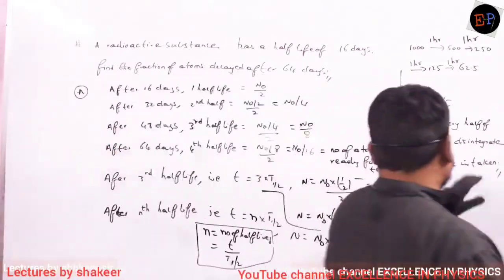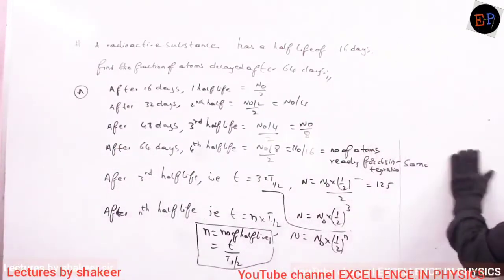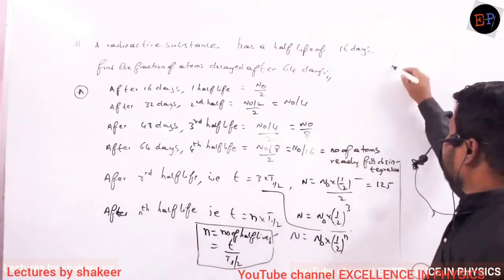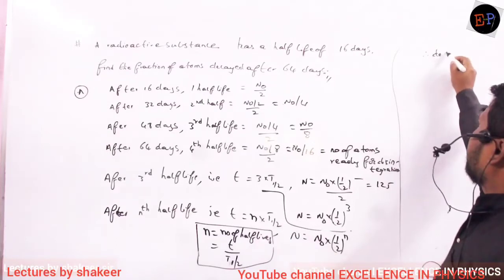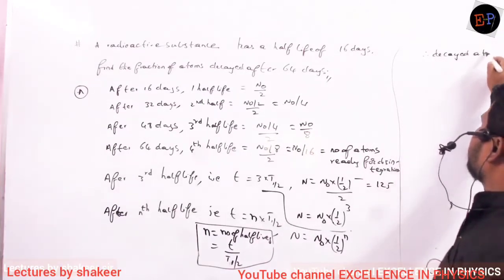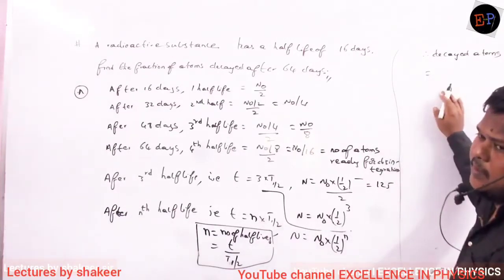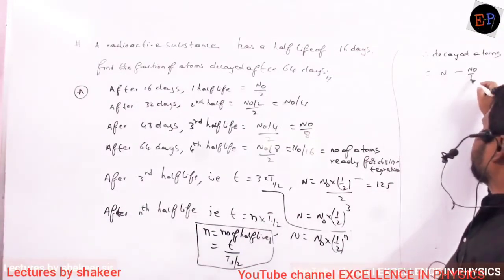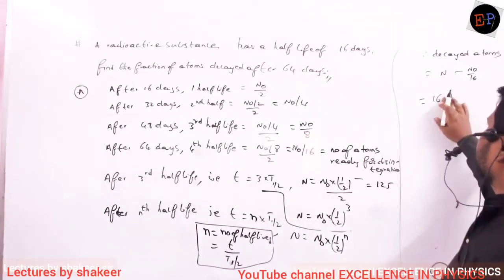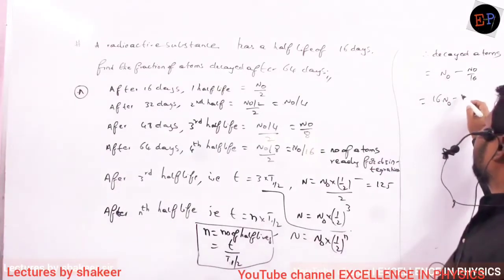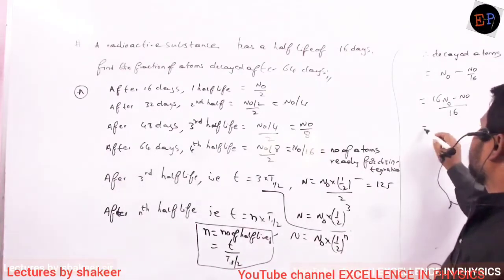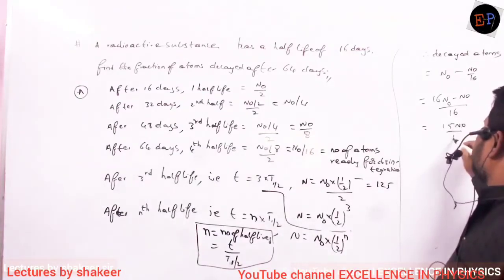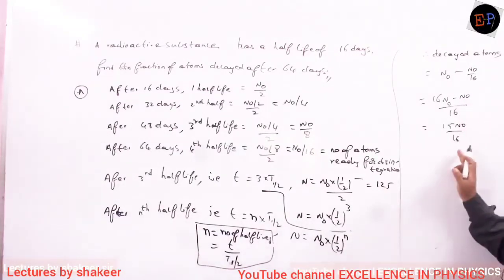Now, what he is asking is the fraction of atoms decayed. So how many atoms are decayed? Can you say? Total initial atoms N0 minus remaining atoms N0 by 16. So total how much? 16 N0 minus N0 divided by 16, so 15 N0 divided by 16. So these are the decayed atoms.